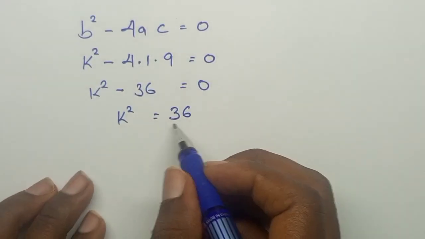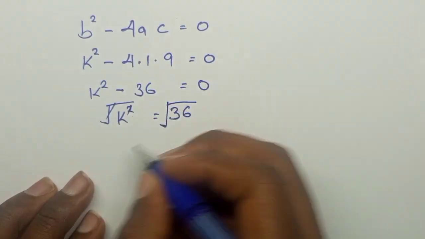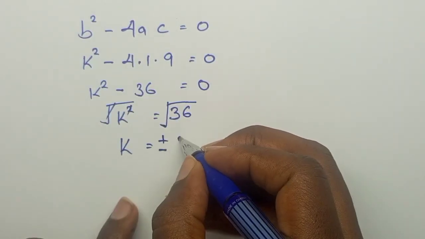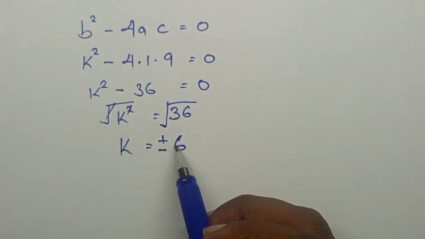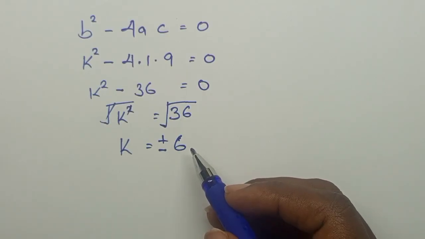So k squared equals 36. Find the square root on both sides. So k will be equal to plus or minus 6. So it has 6 and then negative 6. So those are the values of k.